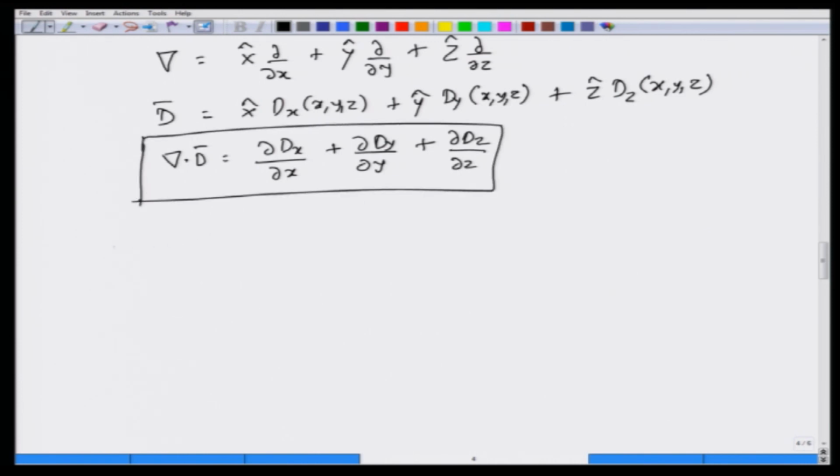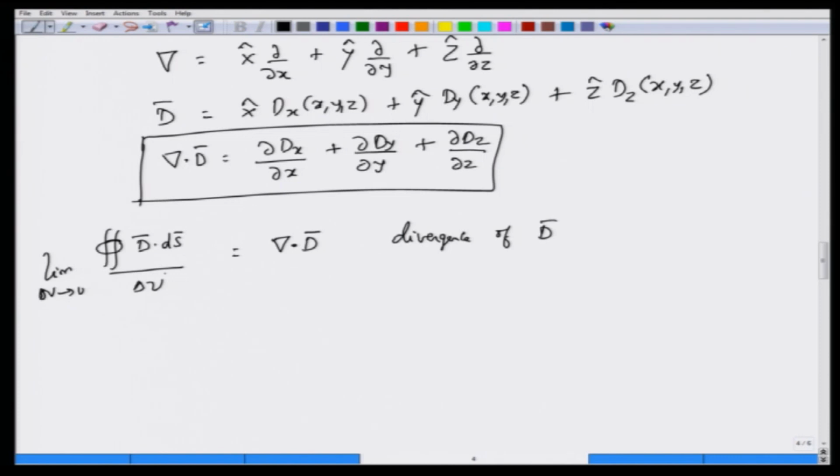So, what do we have now? We have written the integral of D dot dS divided by delta v, in the limit of delta v going to 0, as del dot D, and we say that this is the definition of the divergence of the vector field D.